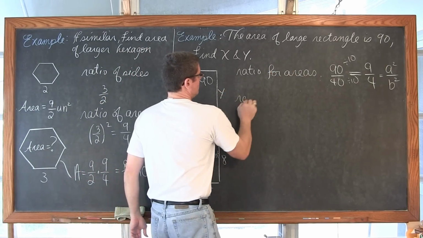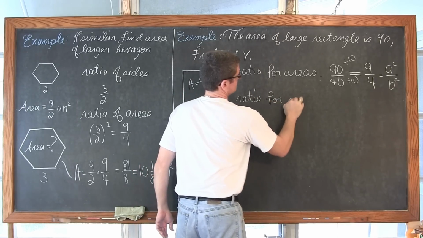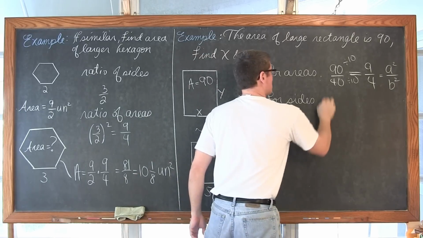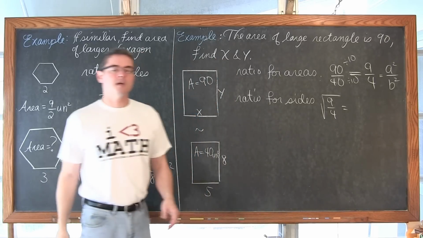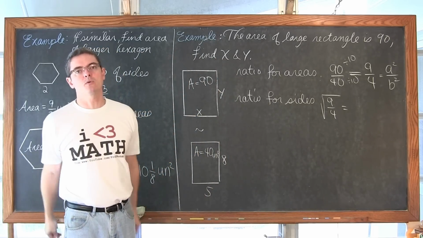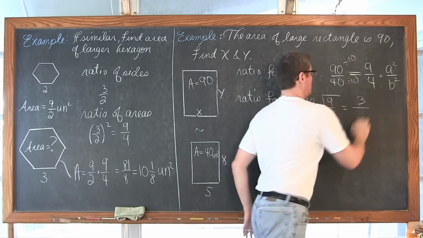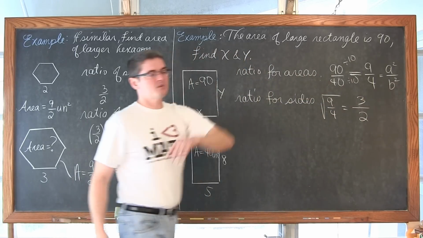So the ratio for the sides is going to be the square root of 9/4. Now when you square root a fraction, all you got to do is square root the top, square root the bottom. So the square root of 9 is 3. The square root of 4 is equal to 2. And there's my multiple of change, 3/2.